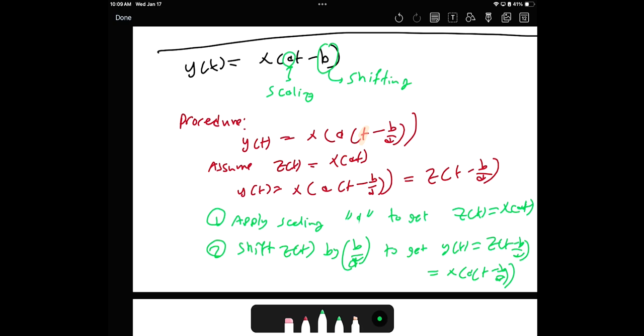So therefore, in order to plot the waveform for these signals, the first thing, let's assume z of t equals x of a t. Then after that, we can make our scaling first. After we make the scaling, then we can do the shifts. Okay, let's see an example to get a clear picture.